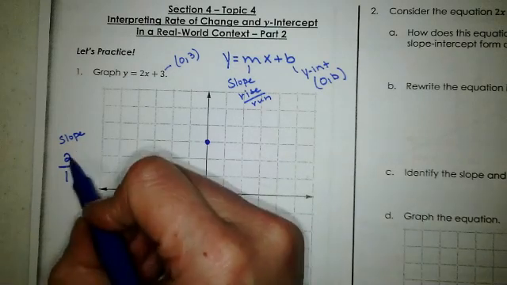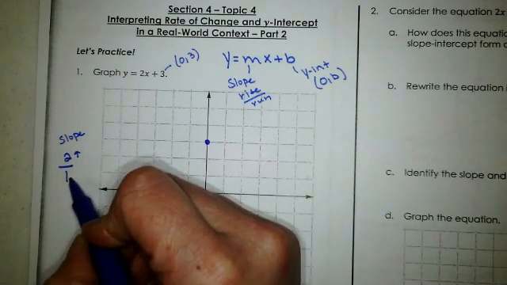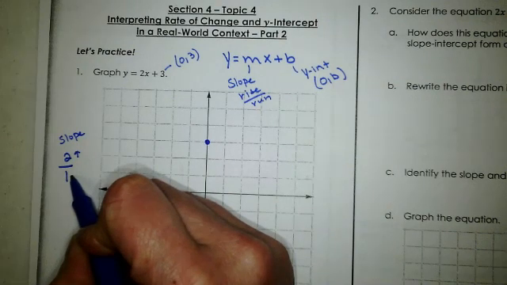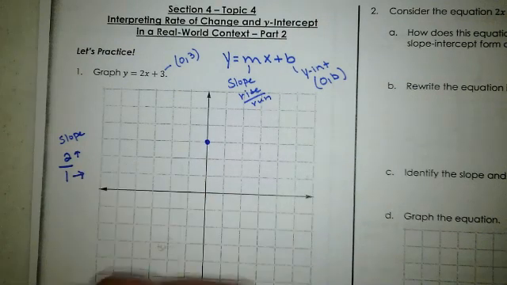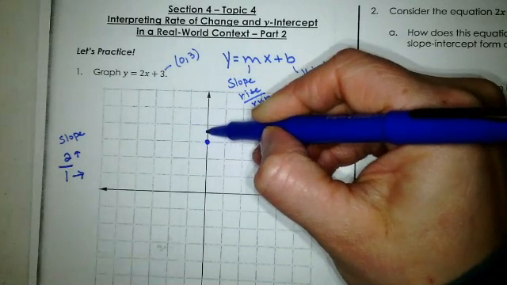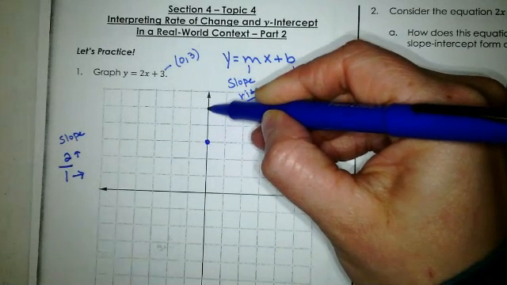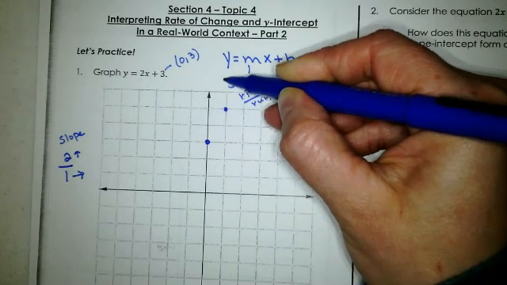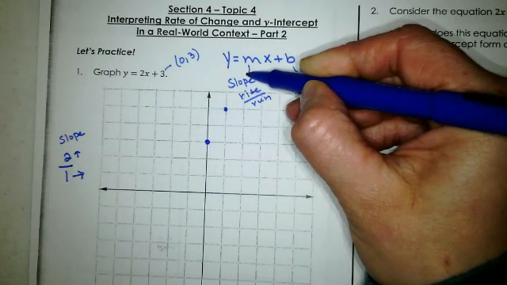So I need to be rising 2. So I'm going to go up 2 because that would be positive, and I'm going to run 1, which is also positive, so I will go to the right. So I will start at the y-intercept, and I'm going to rise 2, run 1. Rise 2, I'd be off the graph, run 1.